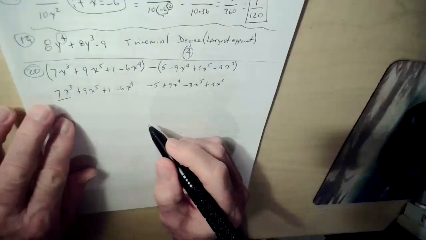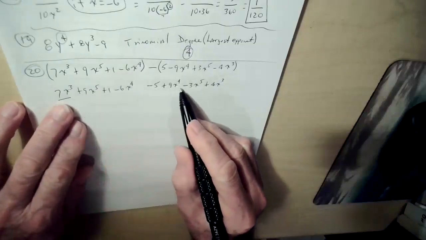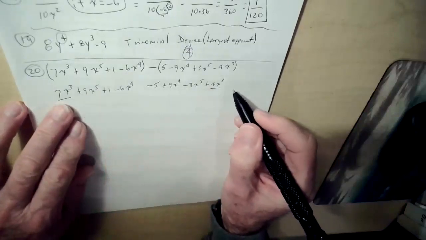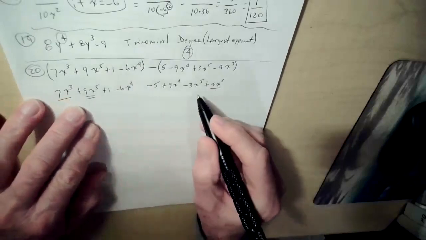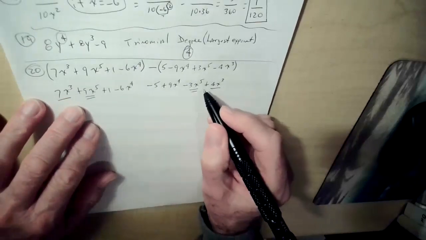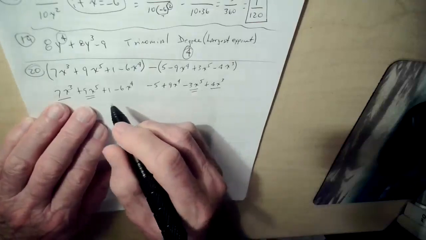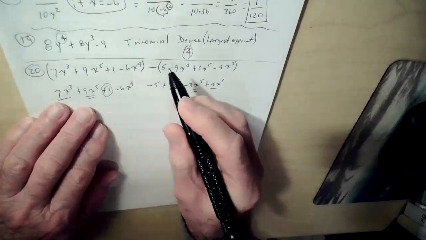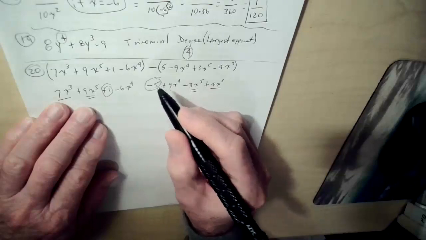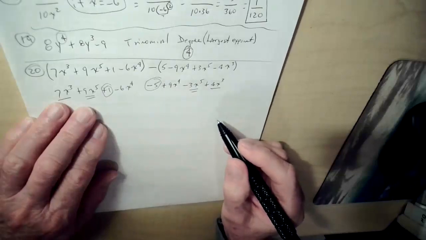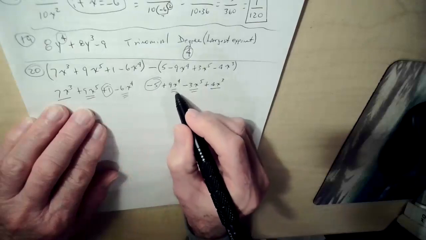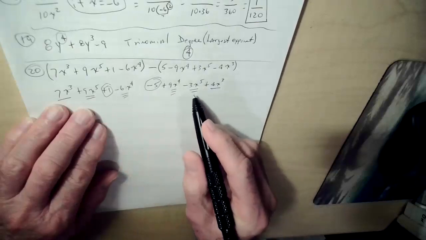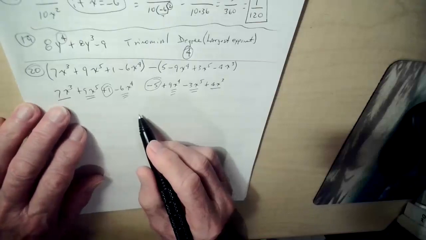Real simple. X to the cube, x to the cube, x to the 5th, and x to the 5th. And 1, -5, and then x to the 4th, x to the 4th. Is that everything? I think so.